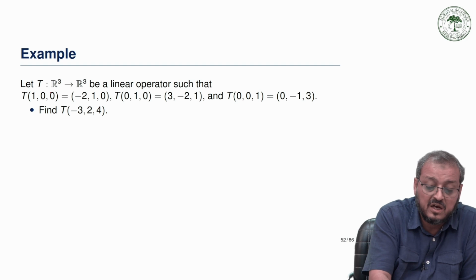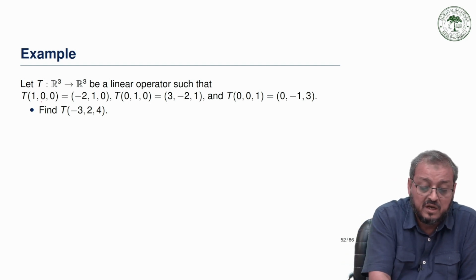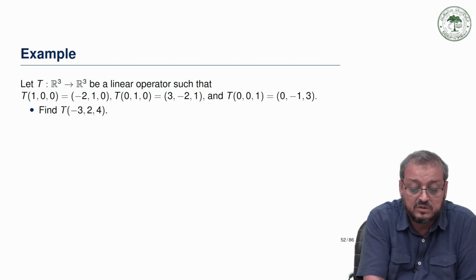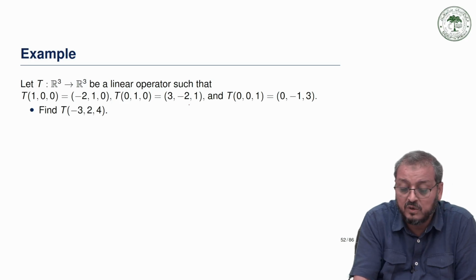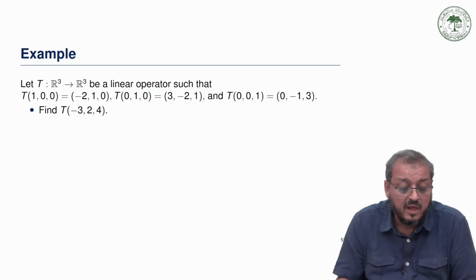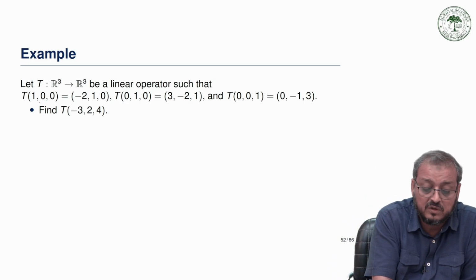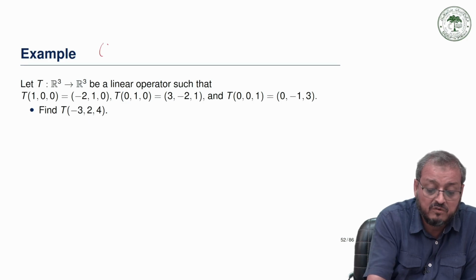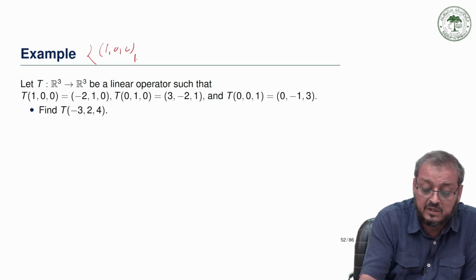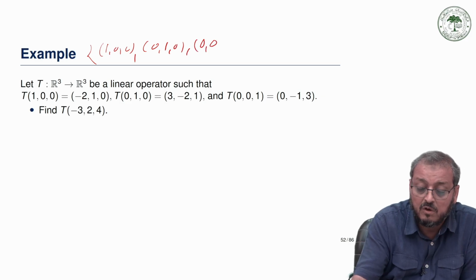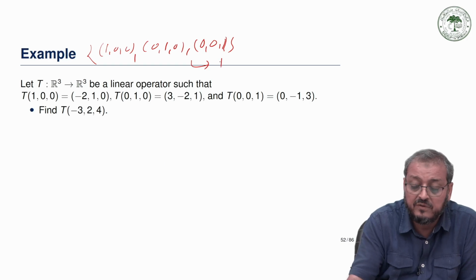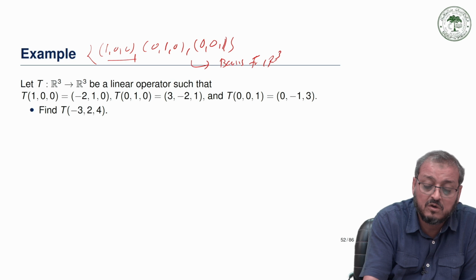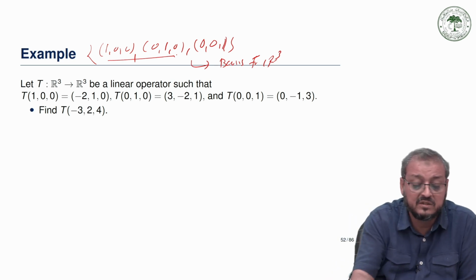Let T from R3 be a linear operator such that T of v1 is equal to this, T of (1, 0, 0), and T of (0, 0, 1) is given. Clearly, the vectors are (1, 0, 0), (0, 1, 0) and (0, 0, 1), and these are clearly a basis for R3. Why? Because all three vectors are linearly independent; they are the standard basis.